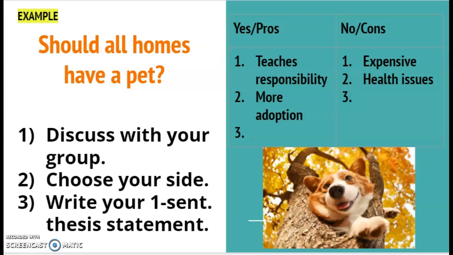Okay, so let's look at it. Let's try it out. This is the example we will go through in class. Should all pets have homes? Should all homes have a pet? You're going to discuss with your groups. So here is where in your groups you're going to tell me yes or no. Here are your pros and here are your cons. Responsibility versus expensive, health issues, more adoption. So here are the pros and cons of having a pet. Choose your side. Are there more pros or are there more cons to your argument? Then you write your 1-sentence thesis statement.